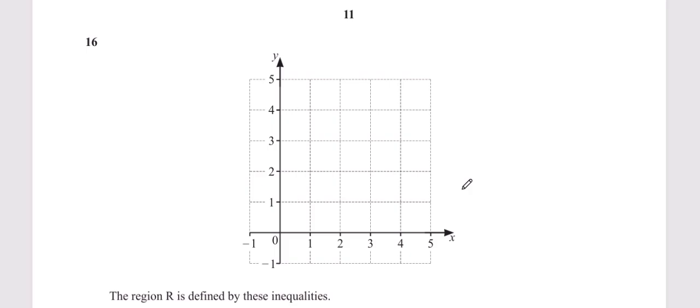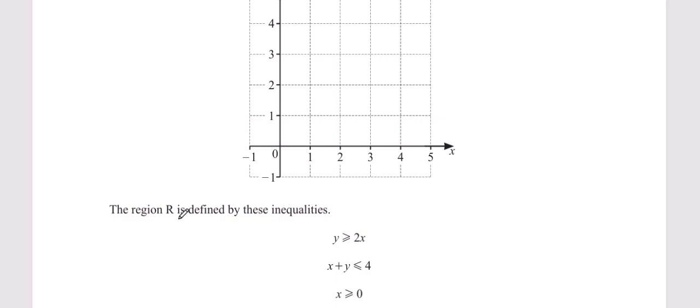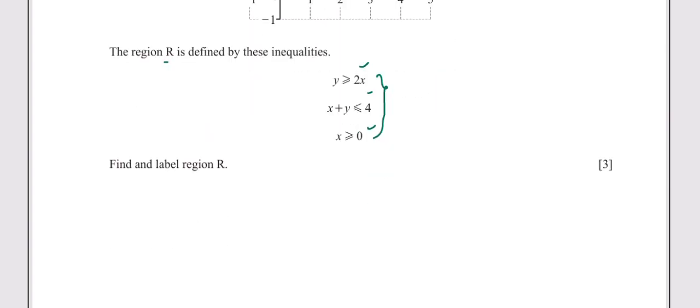The statement of the question is, the region R is defined by these three inequalities: y greater than or equal to 2x, x plus y less than or equal to 4, and x is greater than or equal to 0. Find and label region R. We have to make region R corresponding to these three inequalities.